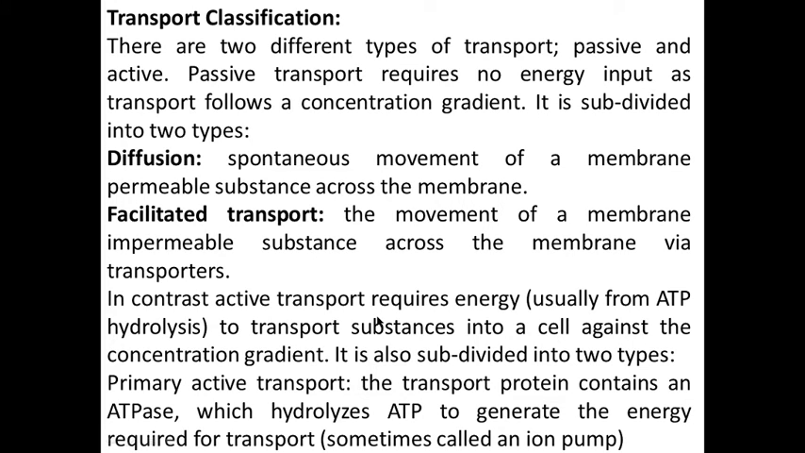In contrast, active transport requires energy to transport substances into a cell against the concentration gradient. It is also subdivided into two types. Primary active transport. The transport protein contains an ATPase which hydrolyzes ATP to generate the energy required for transport, sometimes called an ion pump.